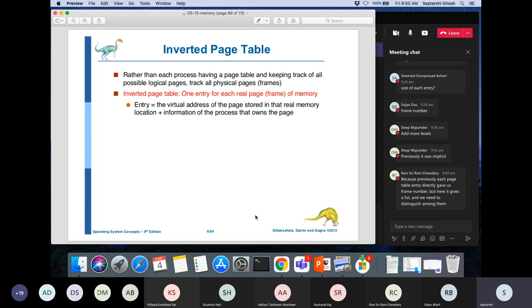See, only the virtual address is not sufficient. I hope you understand. Because remember, every process assumes the virtual address to start from 0. So if you store virtual address 100, that may mean many processes. Every running process will possibly have a virtual address 100. So just storing the virtual address is not enough. You need to store the virtual address and the information of the process that owns the page.